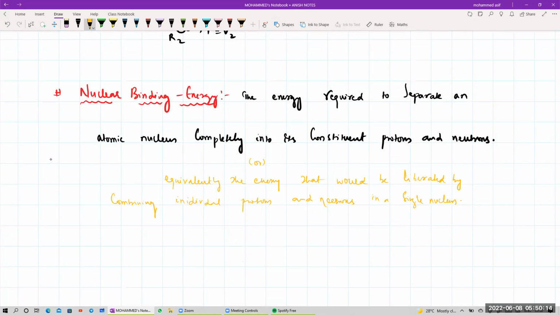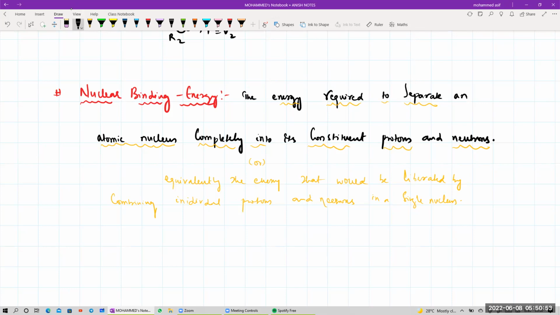Once again, the energy required to separate an atomic nucleus completely into its protons and neutrons is called binding energy. Or equivalently, the energy that would be liberated by combining the individual protons and neutrons into a single nucleus is also called binding energy. Is that clear?